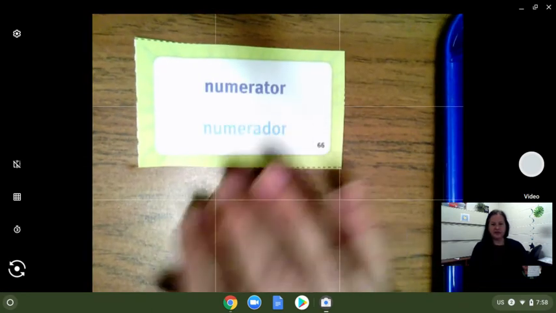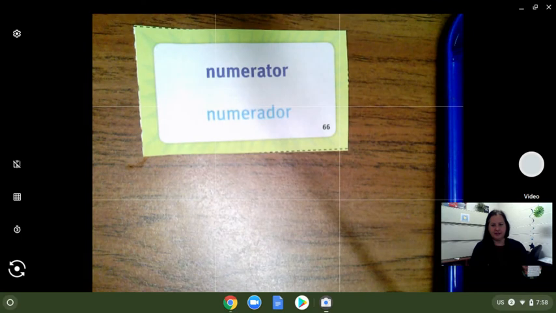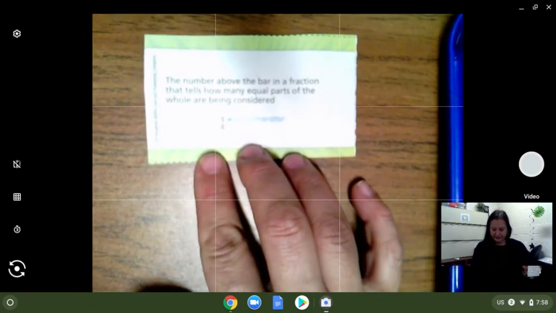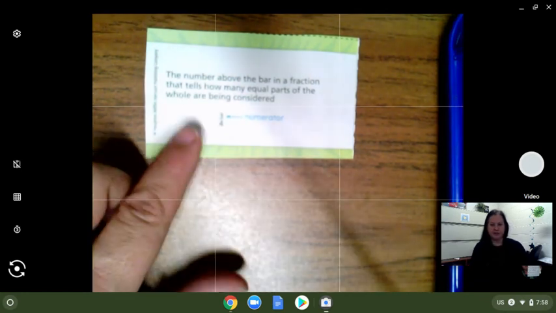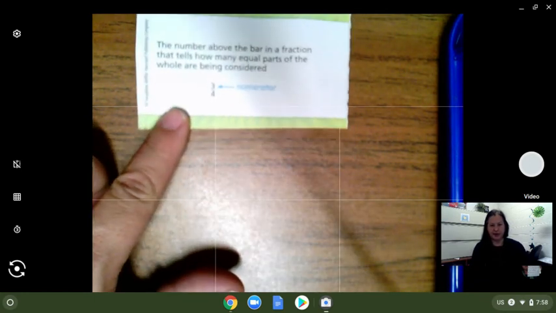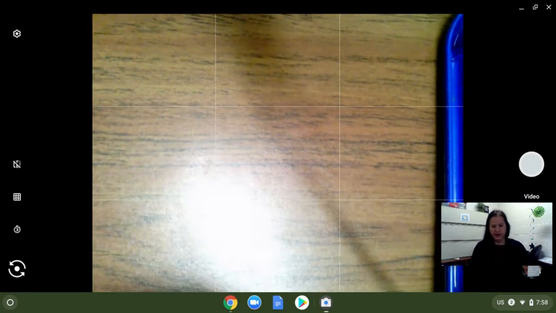The numerator of a fraction is the top number, and it tells how many pieces you actually have. So how many parts are being considered? That is your numerator.